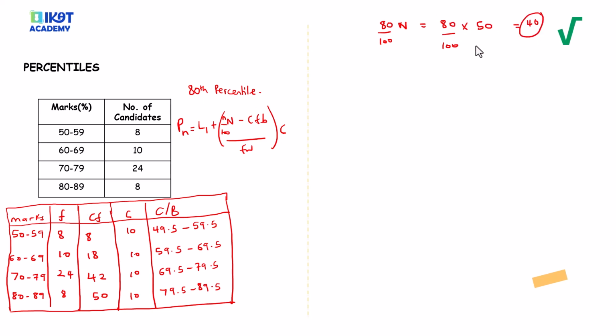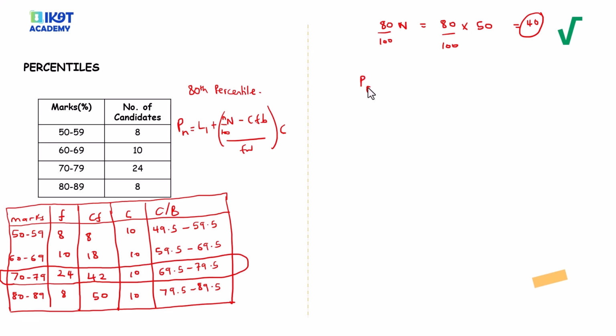Now when you get this 40, we come to the cumulative frequency column and see what's just above 40. It's going to be 42. So we mark that out. You don't have to do this in your paper. This is just to help us understand, because doing it in your paper will make it a little crowded and disorganized. But this is just to show you what exactly is going on.